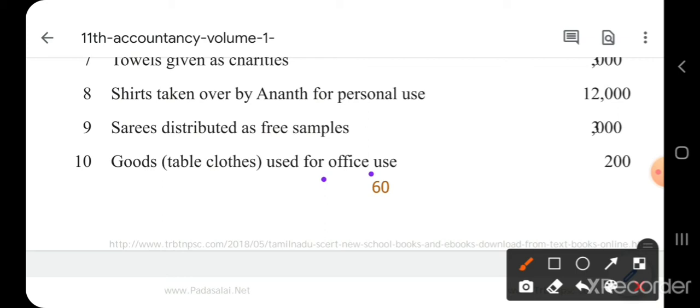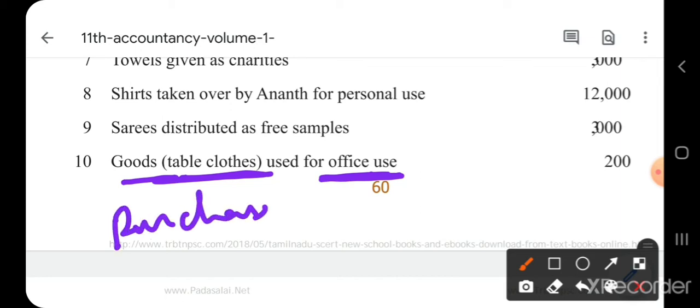Next, goods, tablecloth used for office use. Now it is not drawings, it is used for office use. Again, this tablecloth is treated as goods, so that means purchase. And it is an office expense. How will you categorize this expense? When you use something for the office purpose, it is treated as office expenses, isn't it?